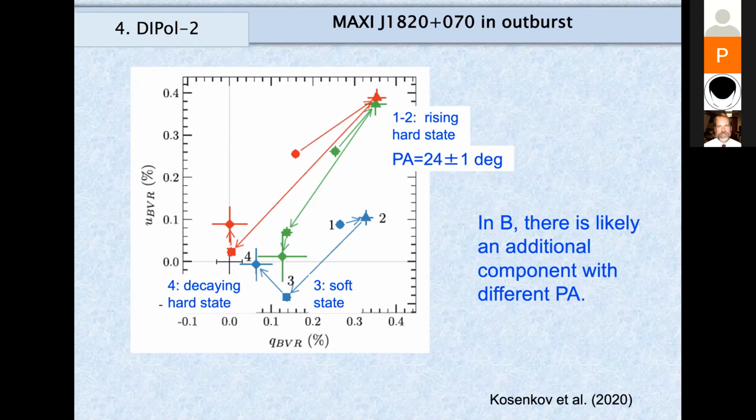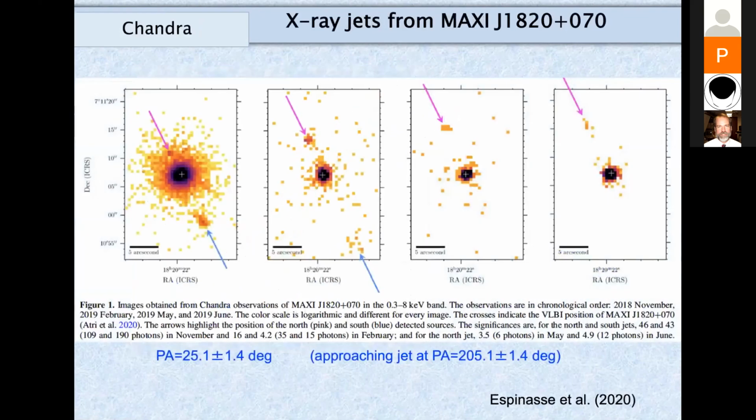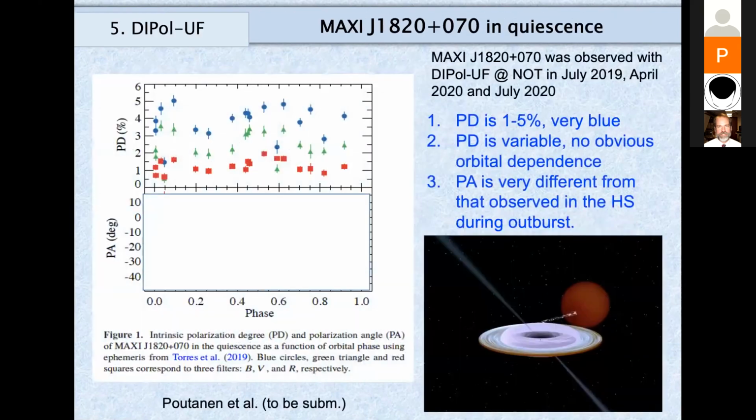But what we actually see is that in the soft state, when we know that the optical emission is mostly dominated by the accretion disk, the position angle is very different. It's minus 16 degrees here. So it means that in the hard state, somehow polarization knows about the jet. In the soft state, it probably tells you about the accretion disk. So there is clearly a huge difference in the position angle. So this was in the outburst.